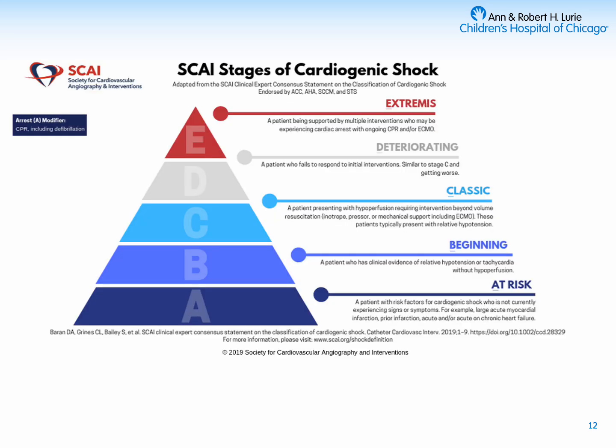This is a relatively newer classification scheme. It comes from the adult literature and is called the SCAI classifications of cardiogenic shock. A patient who is SCAI stage A is at risk for shock. B is a description of someone with beginning shock. C is classic shock. D, deteriorating. And E is a patient in extremis.